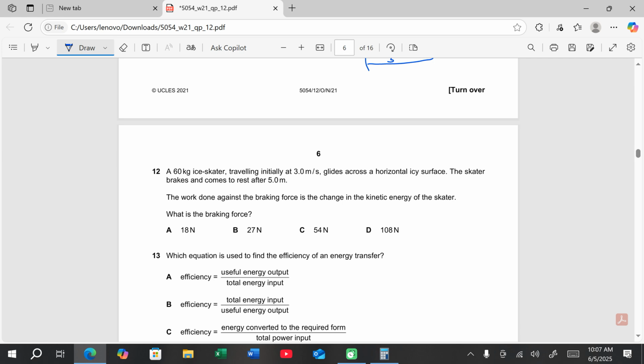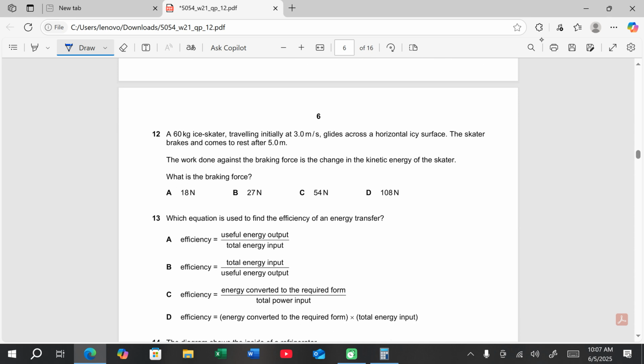A 60 kg ice skater traveling initially at 3 meter per second glides across a horizontal icy surface. The skater brakes and comes to rest after 5 meters. The work done against braking force is changed to kinetic energy of the skater. What is the braking force?